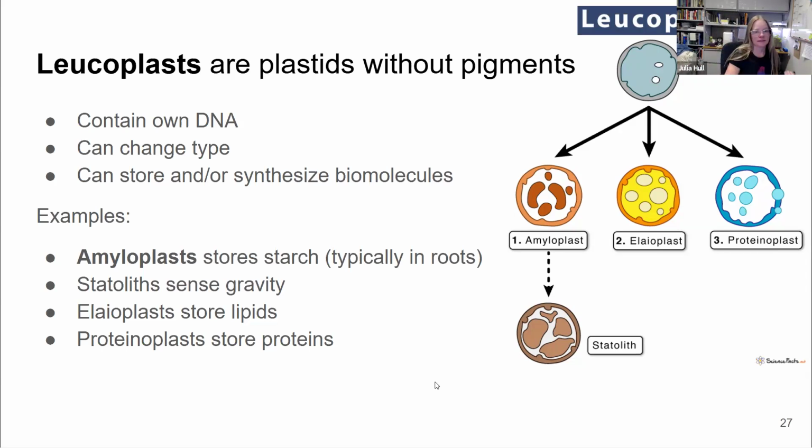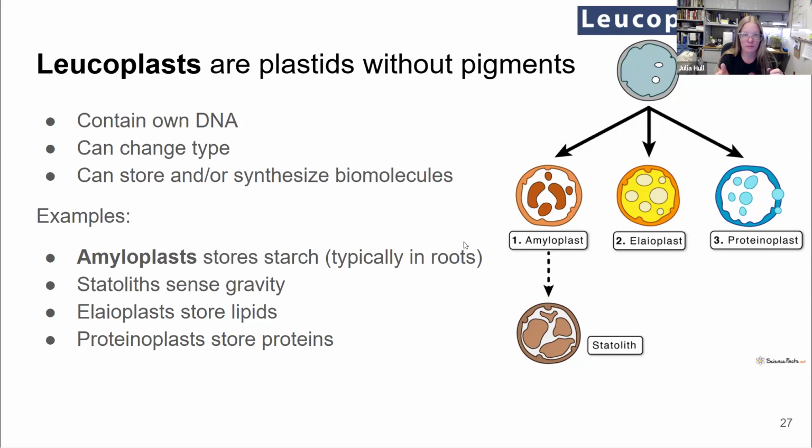Okay. Again, they contain their own DNA, they have their own ribosomes, they're going to reproduce on their own without any information or direction from the nuclear envelope. They can either store or synthesize biomolecules. So the ones that we see the most are called amyloplasts. These are the starch storage containers. We tend to see these in plant roots.